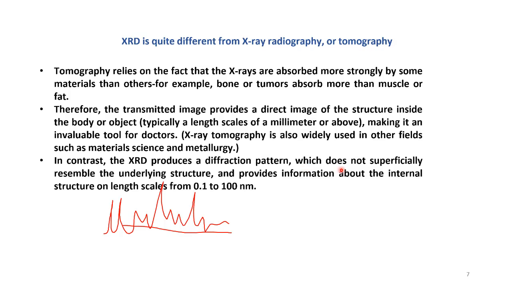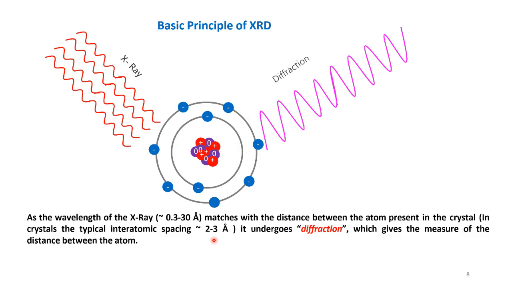It does not superficially resemble the underlying structure, but provides information about the internal structure or length scale. It can give us an idea from about 0.1 nanometers to 100 nanometers. That range of structure we can characterize using X-rays.